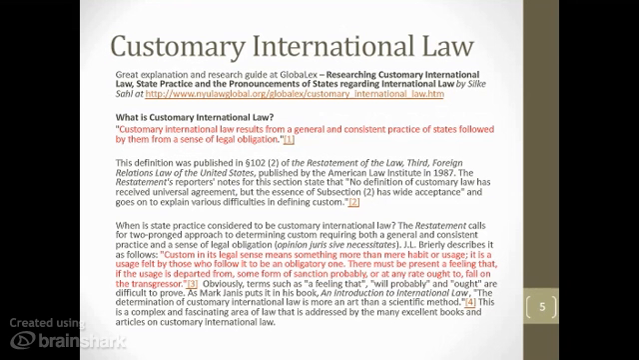Customary international law is essentially the general and consistent practice of states regarding a sense of legal obligation. It exists independent of a treaty and is often used to fill gaps where treaties overlap. I've given you several definitions on this slide, as well as a great explanation and a research guide from GlobalX that I think will help you further define what customary law is.